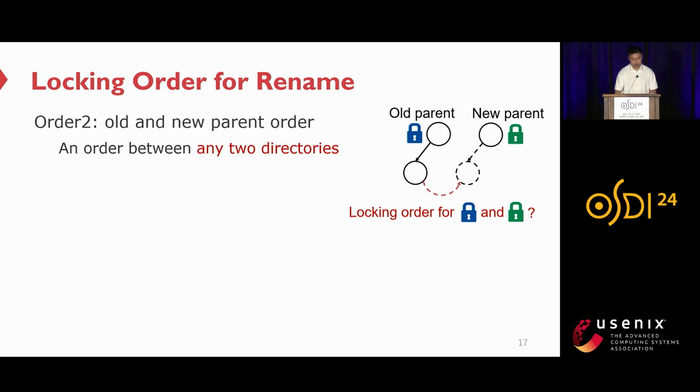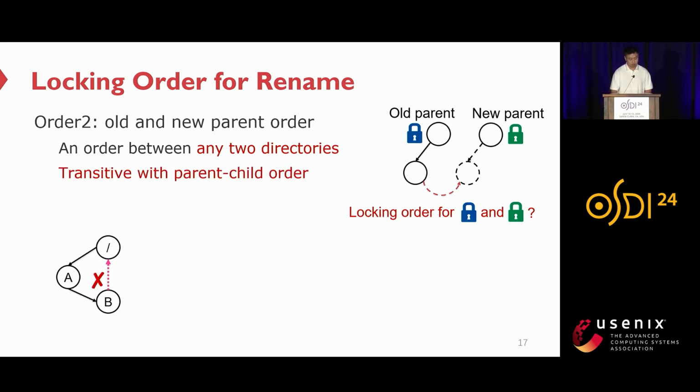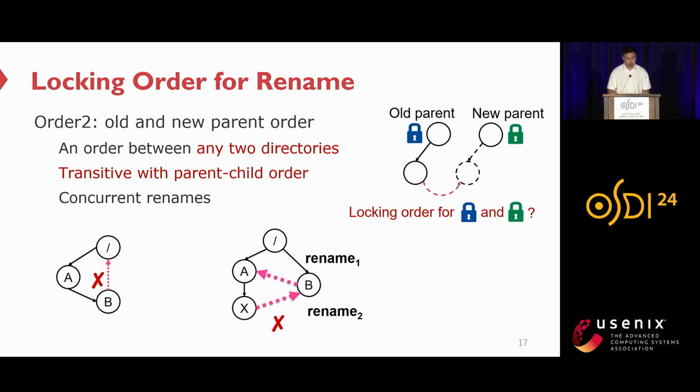First, it should be defined between any two directories, even unrelated ones. Second, to avoid circularity, this order must be transitive with parent-child order. Third, if we need to consider concurrent renames, it becomes increasingly difficult to make the order transitive.